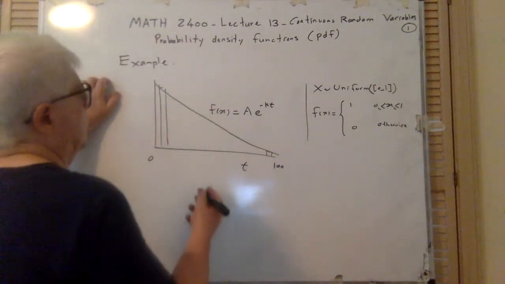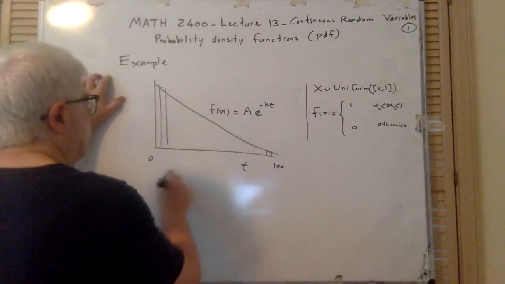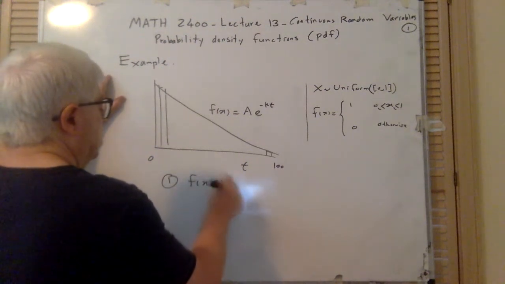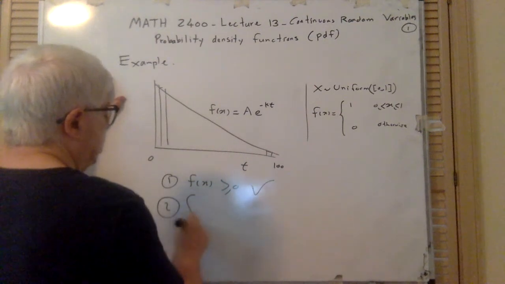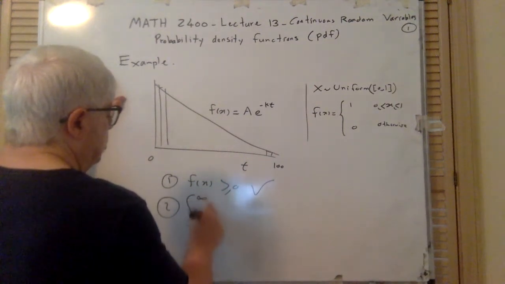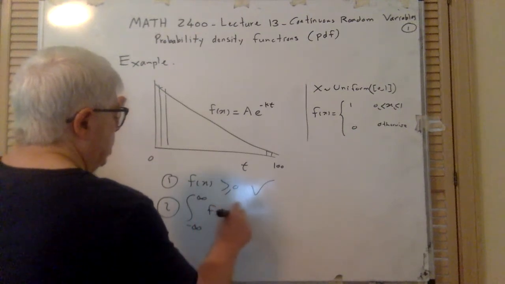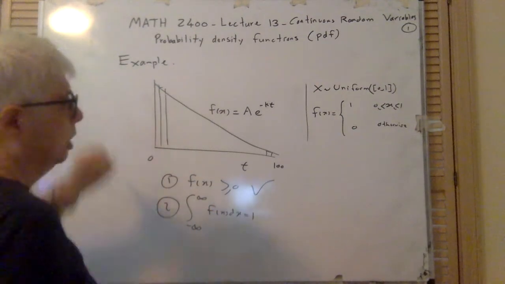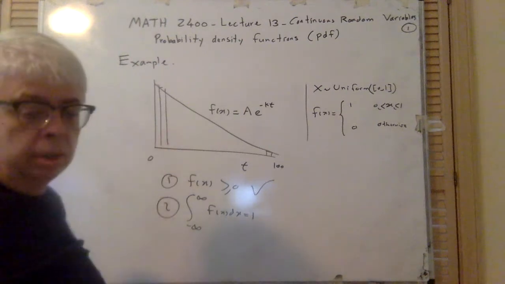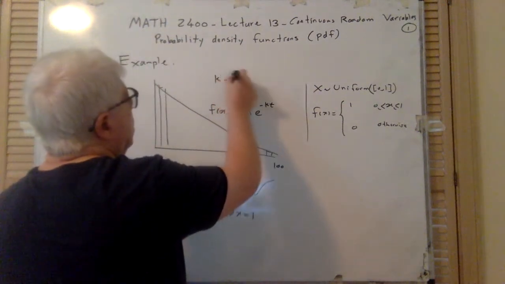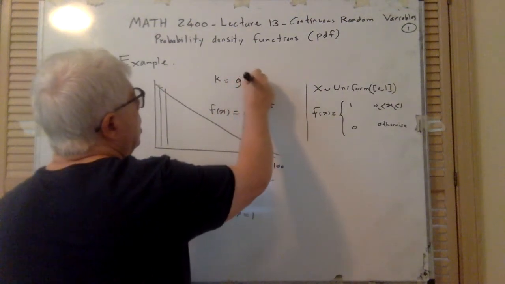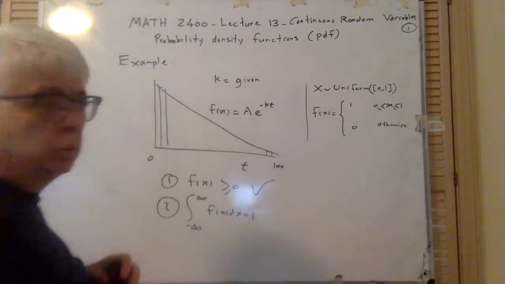So what were the two properties? Property number one was that f(x) should be bigger than or equal to zero, which is okay. Property number two is that the integral from negative infinity to positive infinity of f(x) dx should be one. I'm assuming that k is given. K is given.